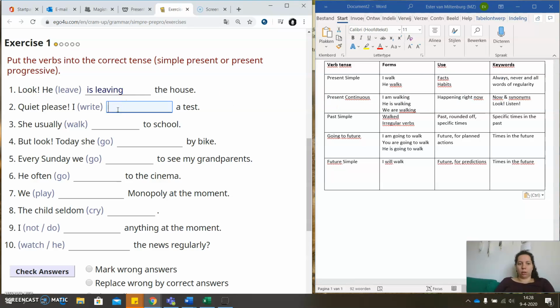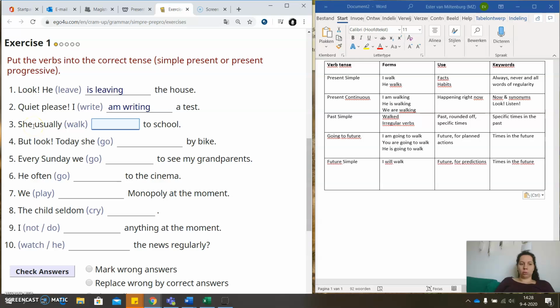I see that the subject is I. That means I need to use am, and I need the ing form of write, which is writing. Mind you, the silent e drops off, right, because silent e's in ing forms disappear. Then I go on to sentence number 2.